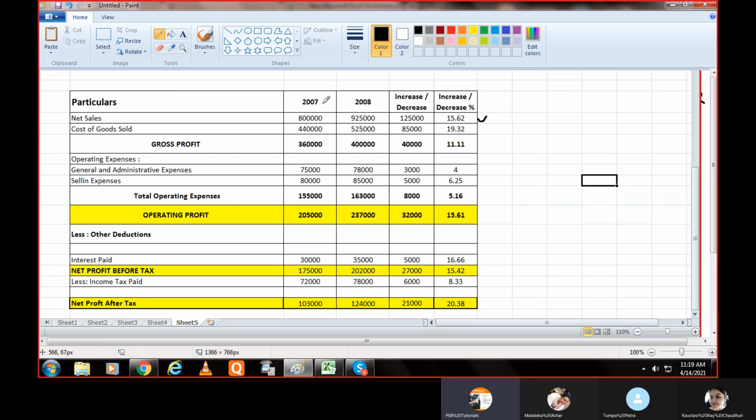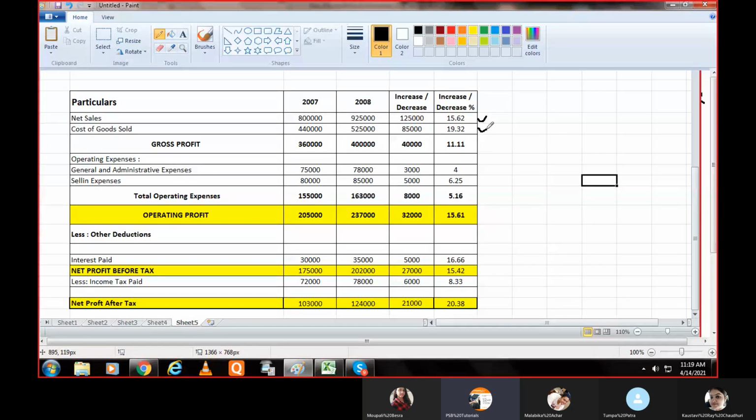Net sales in the year 2007 is 8 lakh. It increased to 9 lakh 25,000. So there's an increase in net sales, right? Increase percentage is 15.62, which is good enough. Now we have to understand, since the net sales is increasing, so is the cost of goods sold.